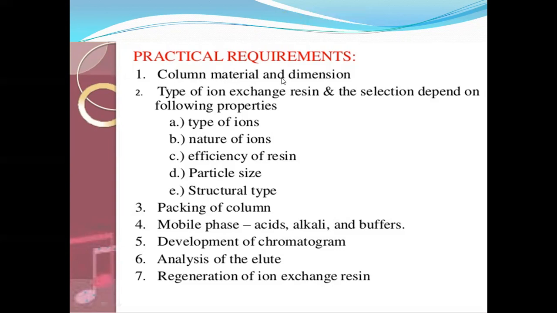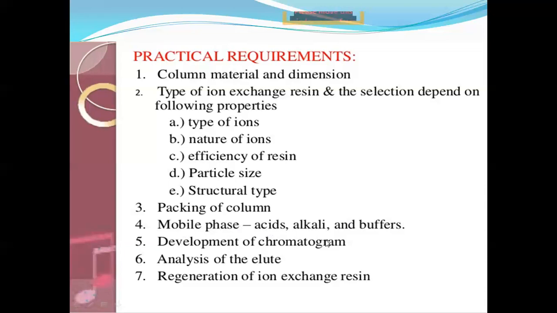First one is column material. The column is composed of which type of material, and what are the dimensions? Dimension means length and diameter. Next, the type of ion exchange resin: which ion exchange resin we have to select, and then packing of the column. Once the column is prepared, we have a stationary phase. Next is the mobile phase, and generally buffer is compulsory. Without buffer we cannot go for a mobile phase.